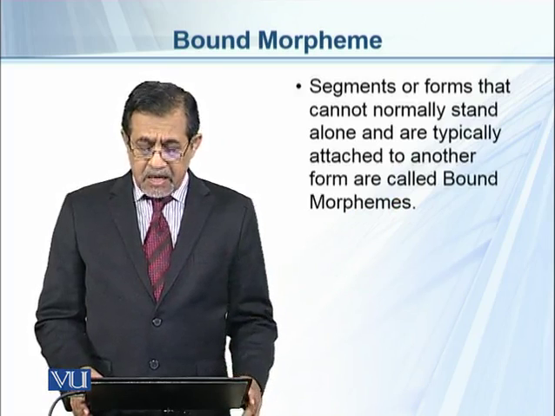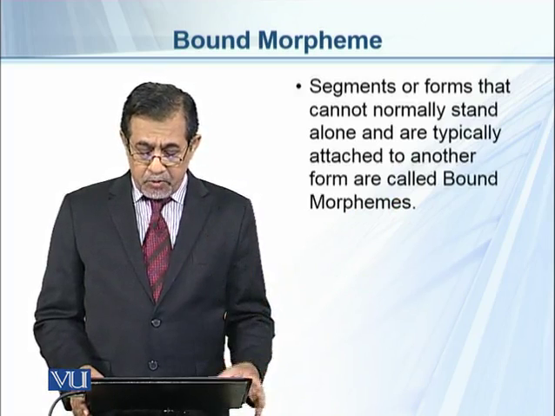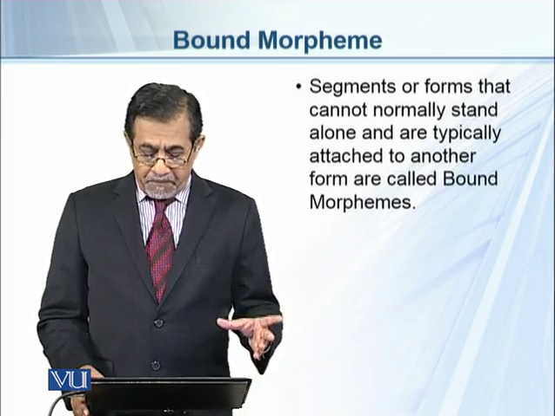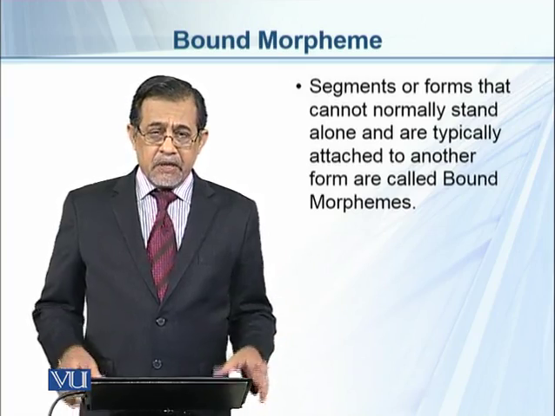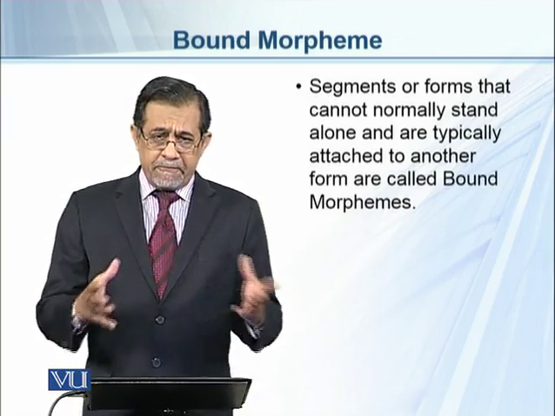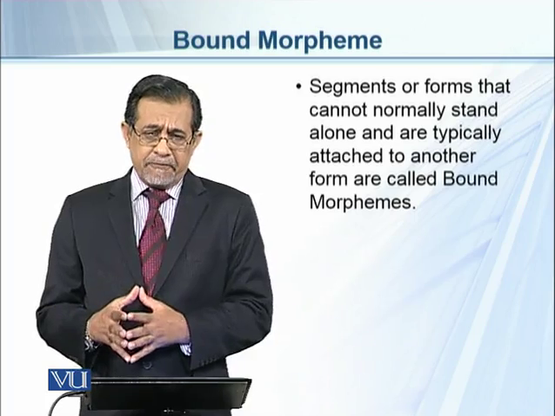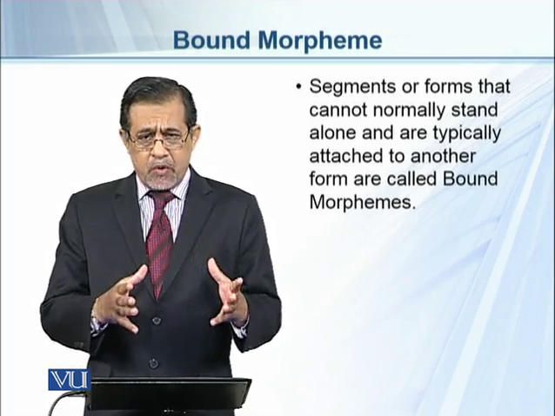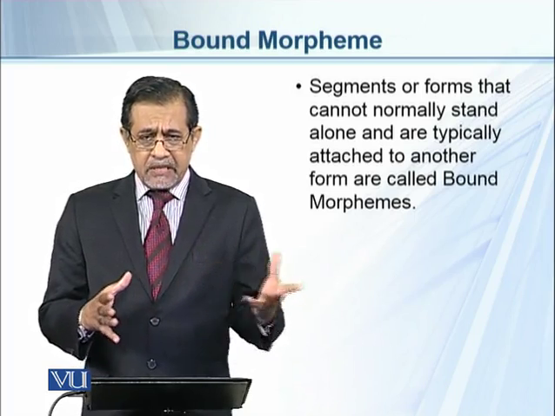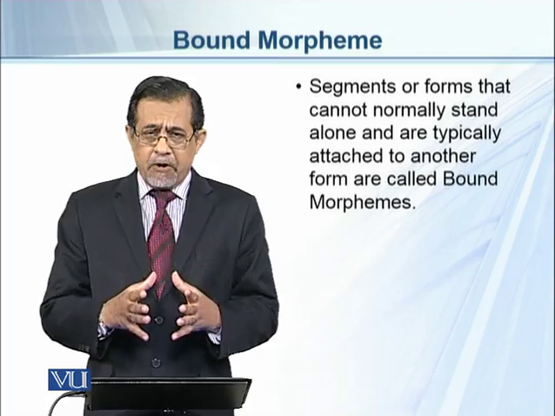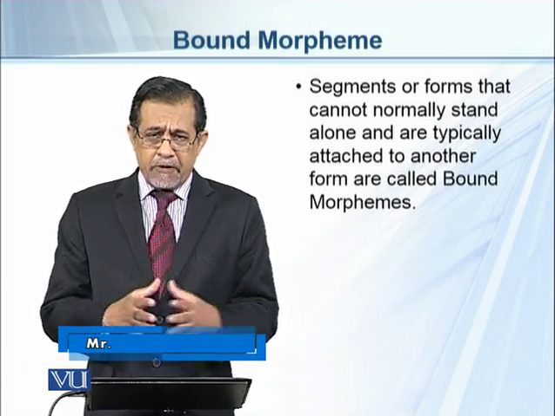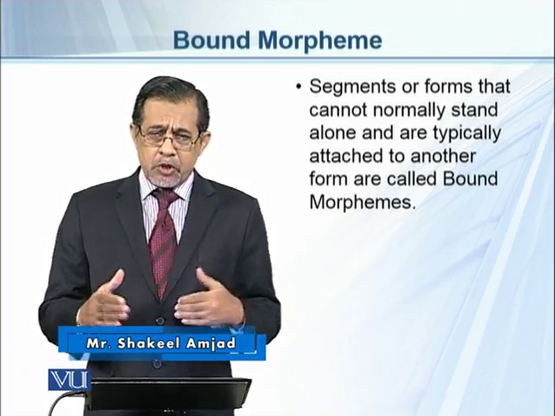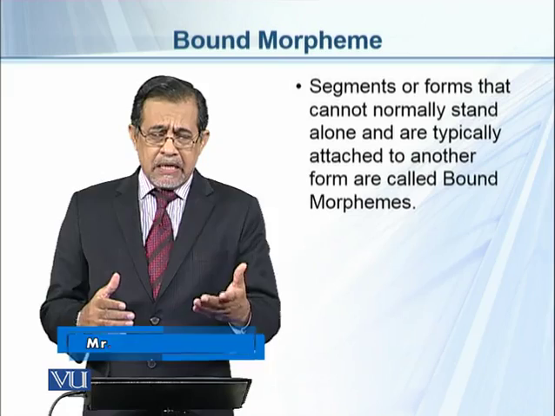So segments are forms that cannot normally stand alone and are typically attached to another form are called bound morphemes. So we have the concept of free morphemes and bound morphemes. Free morphemes are the morphemes which can stand alone as words, like noun, adjective, adverb. Whereas bound morphemes are the morphemes which cannot stand alone. They are attached segments to a word or to a main stem.